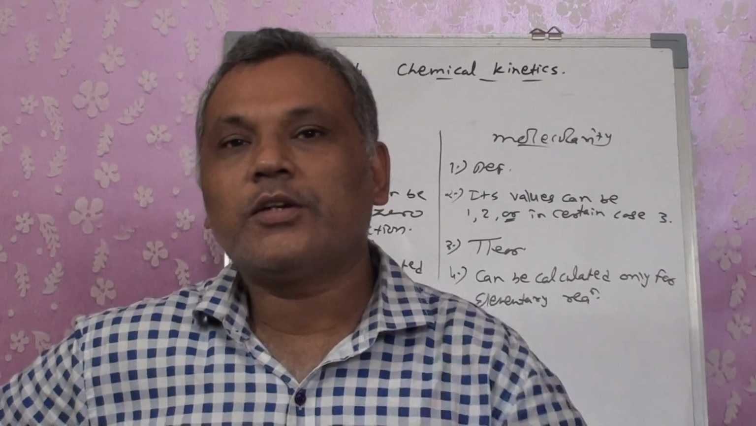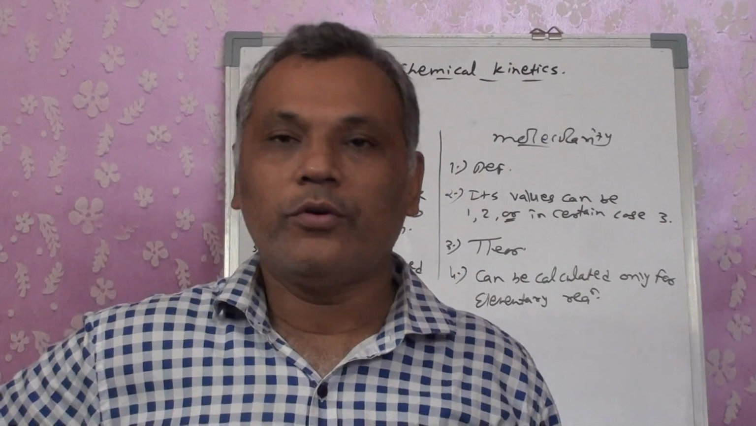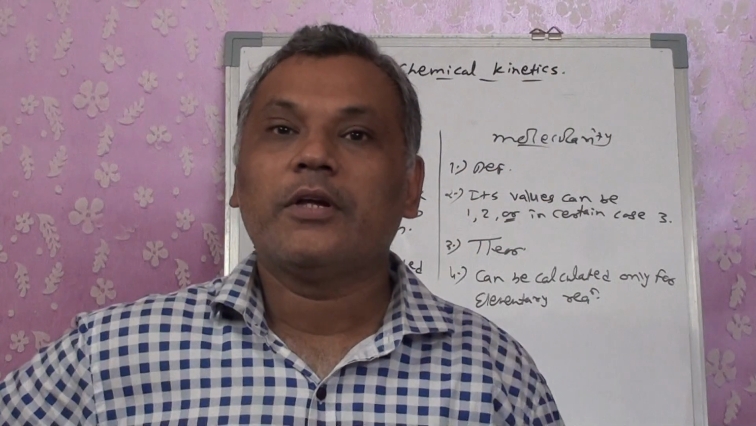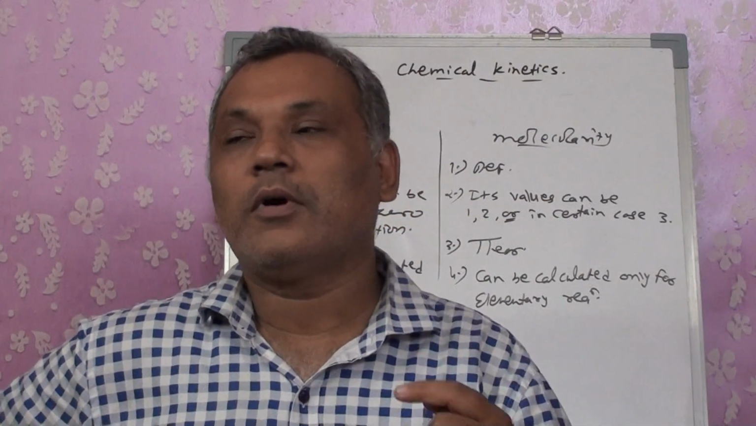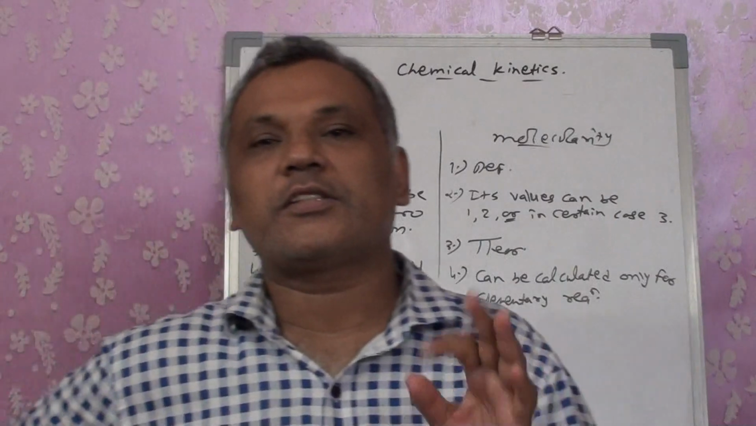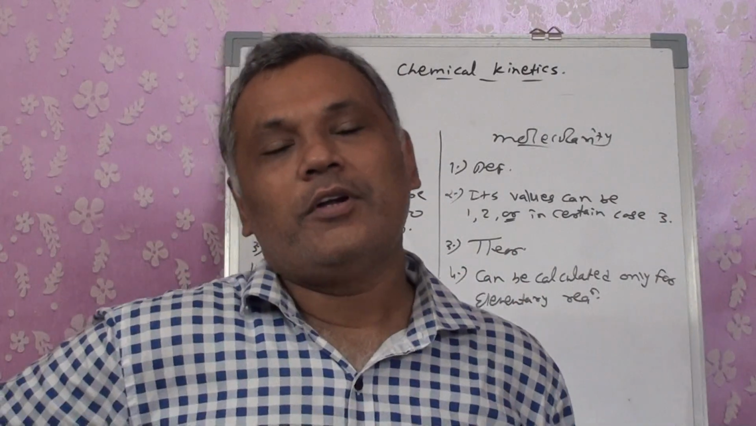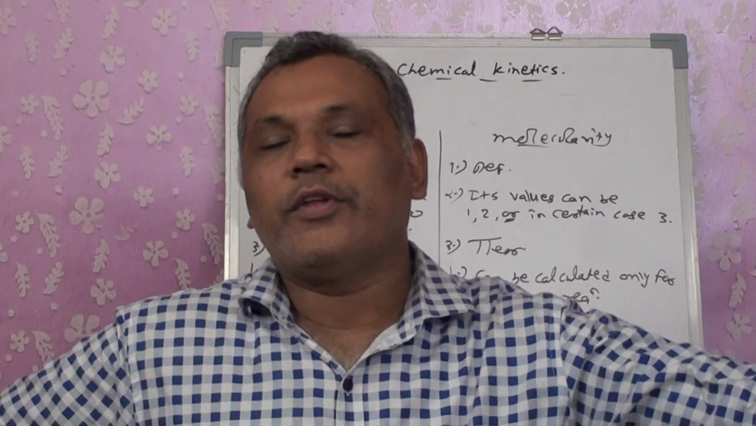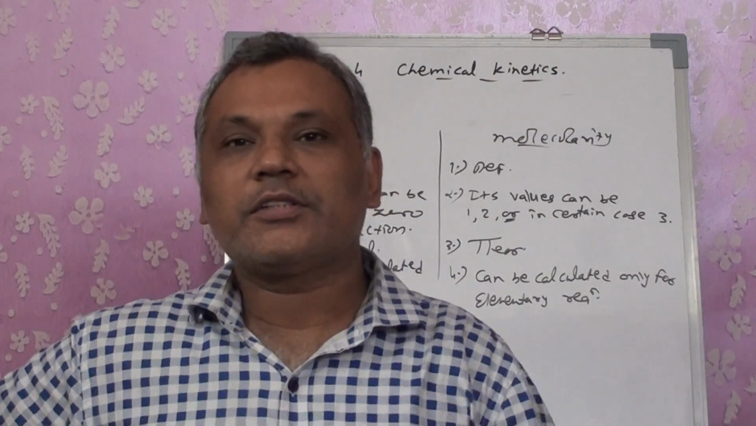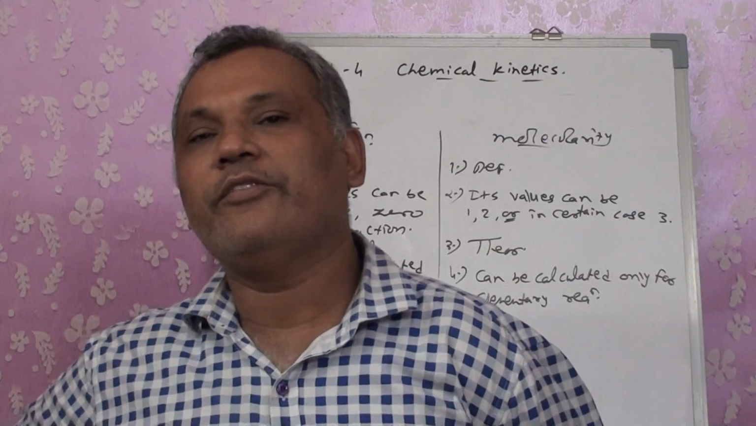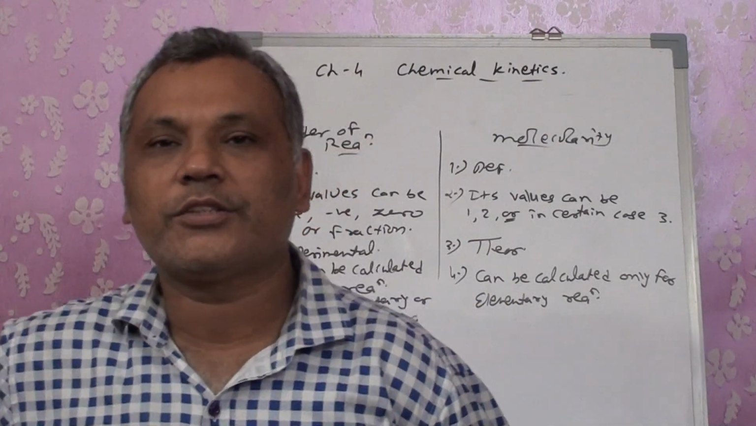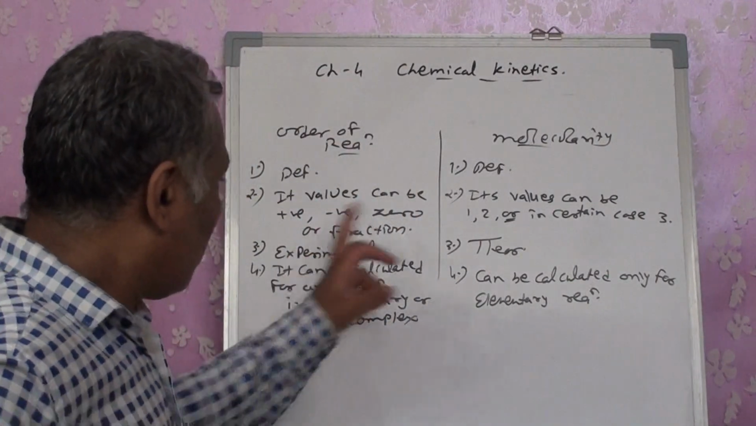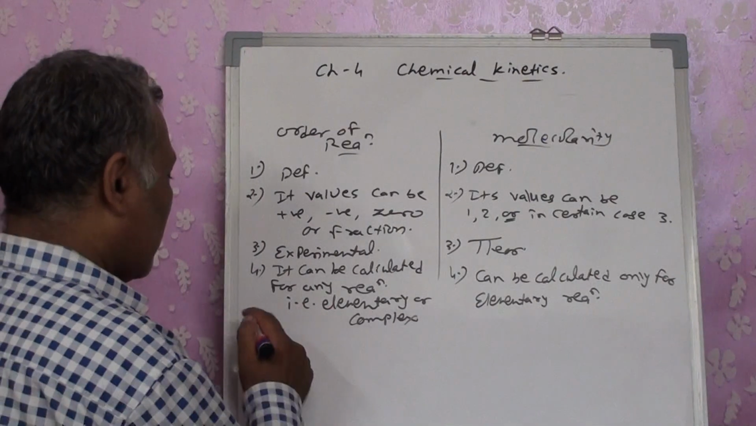Suppose you have a complex reaction, then what to do? In a complex reaction, out of the number of steps, the slowest step's molecularity can be said to be the molecularity of the whole reaction. But this is completely theoretical, and generally we don't calculate it for complex reactions. If it is elementary, then only. So the fourth and the fifth points, you can write as an example.